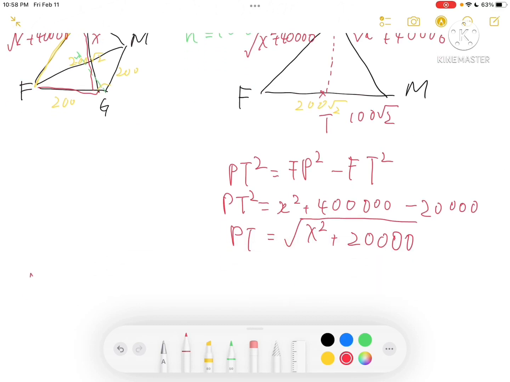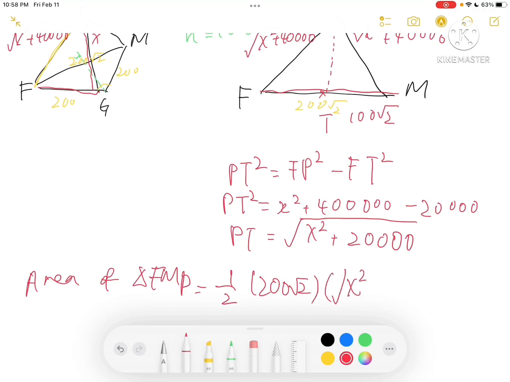So then we can find the area of triangle FMP, which is equal to a half times the base FM, 200 square root of 2, times PT, the square root of x squared plus 20,000. Oops, one more zero.